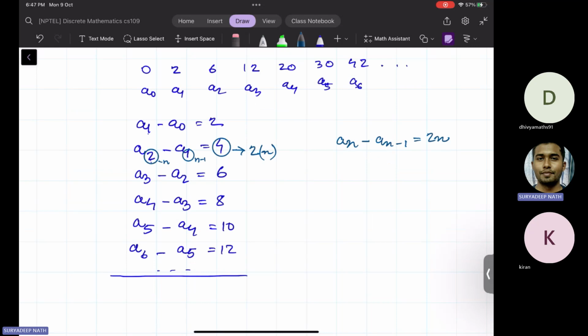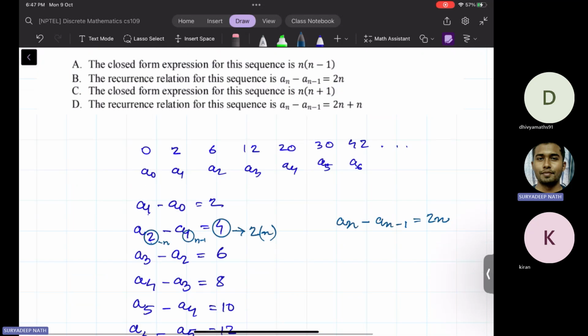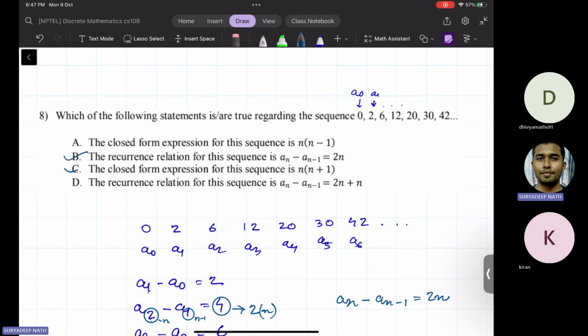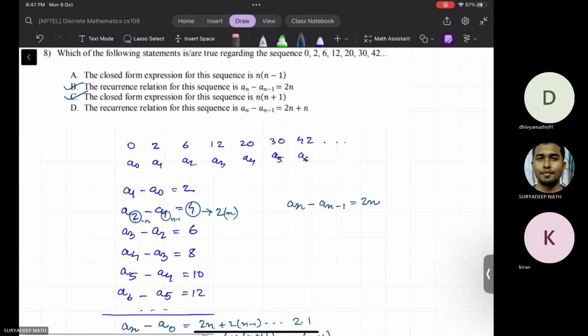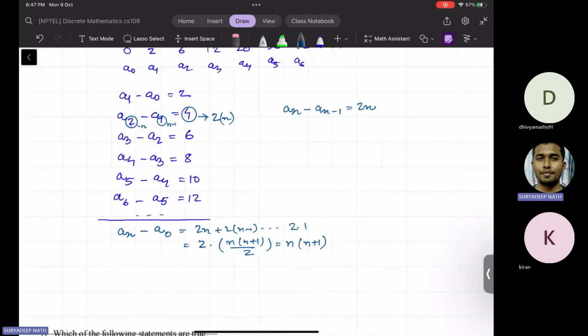And if we sum them up, it would basically be a n minus a0, and the sum would be the sum of 2n plus 2 of n minus 1 up to 2 of 1. So we pull the 2 outside, and it would be n into n plus 1 over 2, that is n into n plus 1. So option B and option C are both correct answers for this question. I hope that is clear.